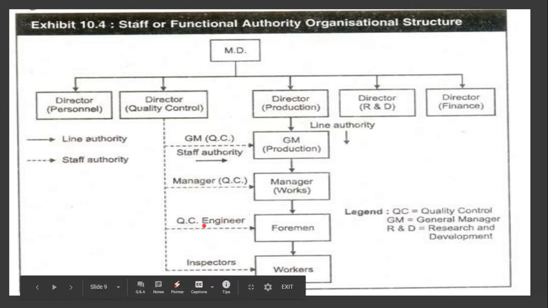Even QC engineer is appointed as a staff authority who will give the expert advice to foremen, and an inspectors as a staff authority who is helping the workers. So these people are appointed on a dotted lines as a staff authority.